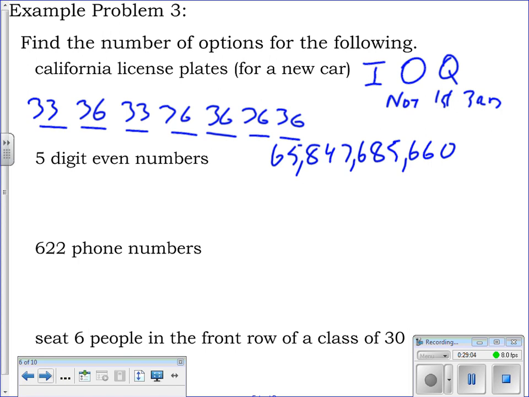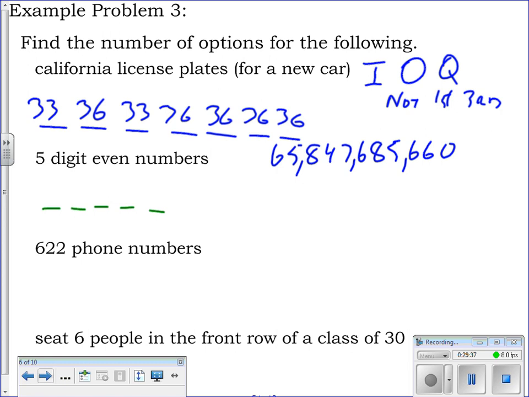A 5-digit even number. So that means I have 5 digits. 1, 2, 3, 4, 5 digits. You know, 10,000, 4,952. Okay. How many choices do I have for my first number? The first place here, the first digit I have in front. It's a 5-digit number, like 10,000, 12,348. Something like that.